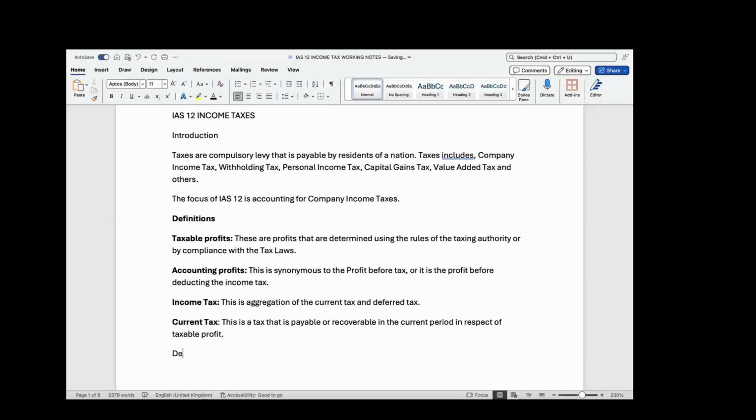Then we have deferred tax. This is also a tax that is payable or recoverable in the future period in respect of temporary difference. So that's deferred tax. This is a tax that is payable or recoverable in the future period in respect of temporary differences.